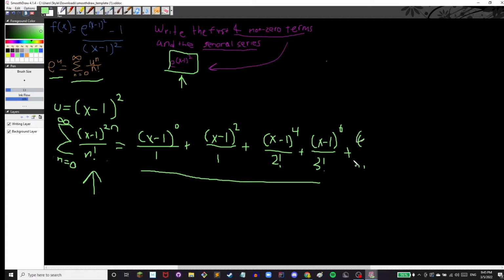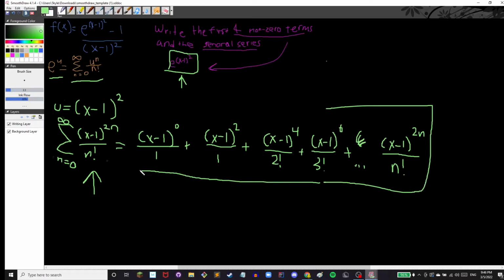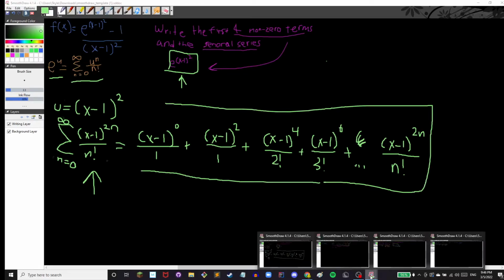This is just to represent an infinite amount of terms, all the way up to the nth term, and that is your general term. And this is your first four non-zero terms and your general series. And that is the solution to this first problem. Alright, now let's hop into the second problem.